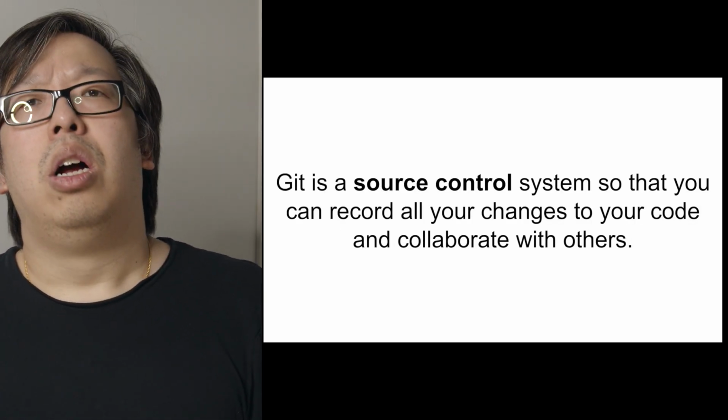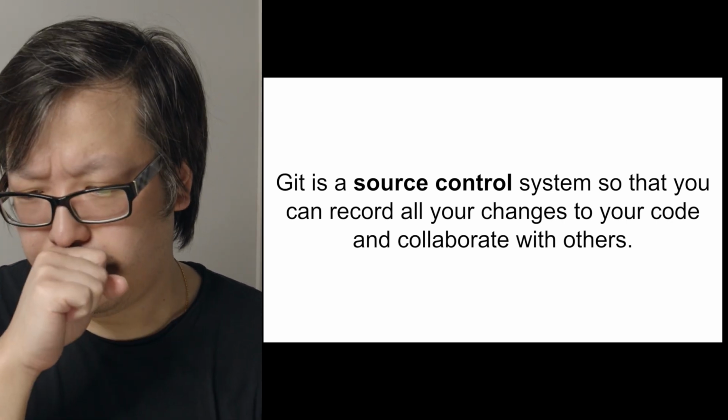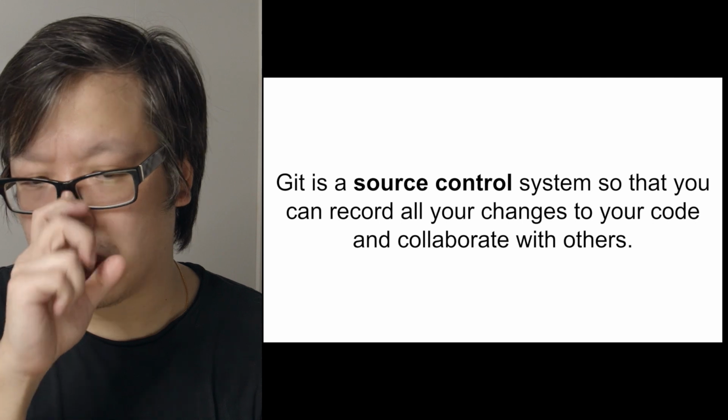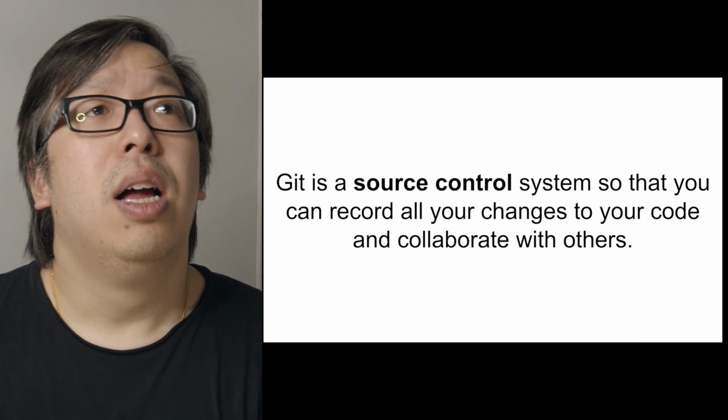So Git, what is Git? Let me talk about what source control is. Git is a source control system, but what is source control? Source control comes from basically source code. If you've never programmed anything in your life, what you write is called source code. The commands and all the characters that you write to create a program is called source code.